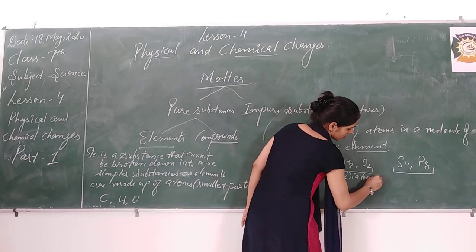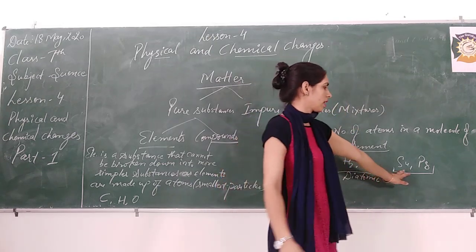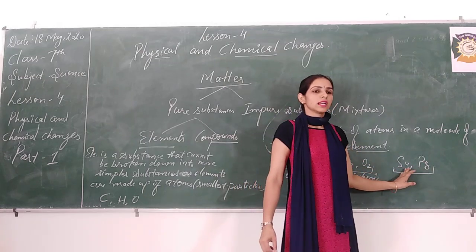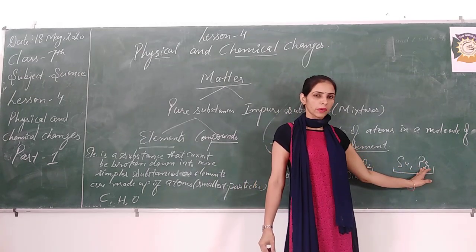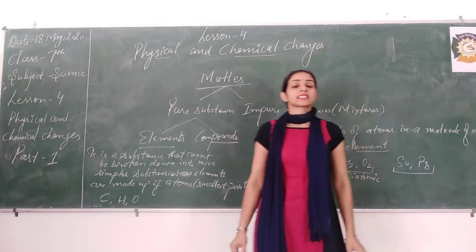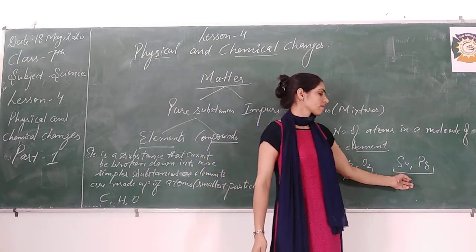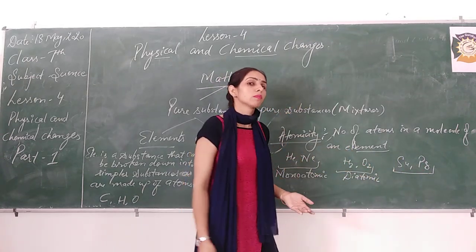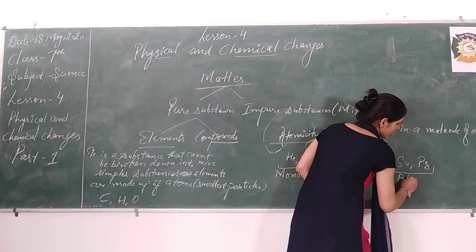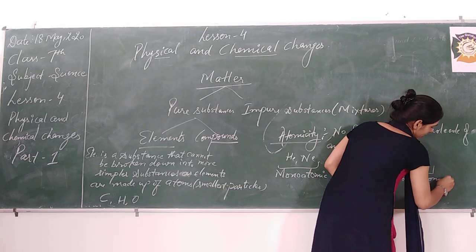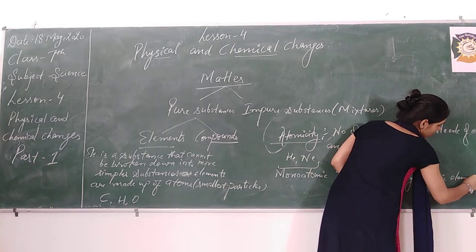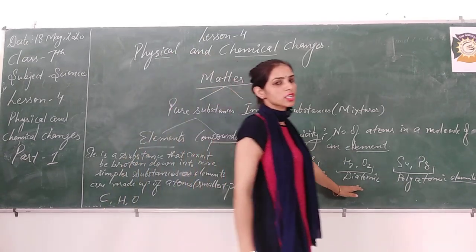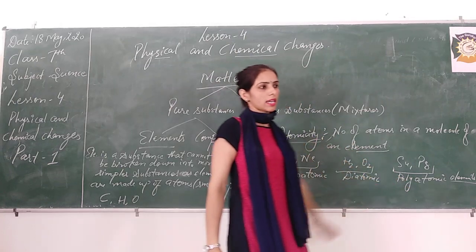diatomic elements. Right? Next, for example, S4 and P8 means sulfur, where 4 atoms exist, and phosphorus, P, where 8 atoms exist in a group. So if the atomicity is more than 2, then we will call it polyatomic elements. So this is all about monatomic, diatomic and polyatomic elements.